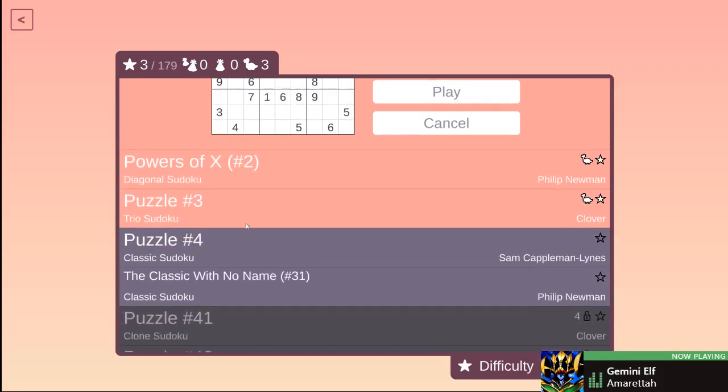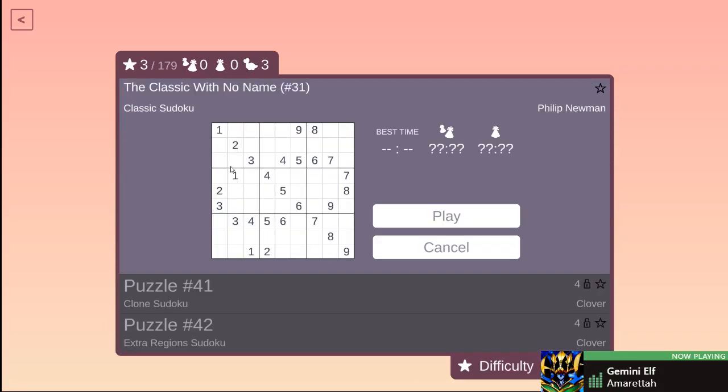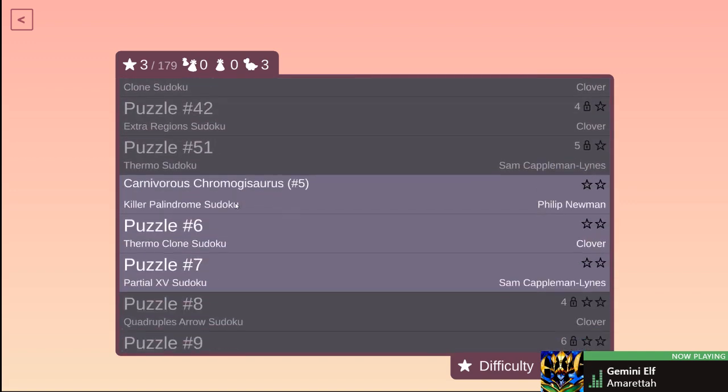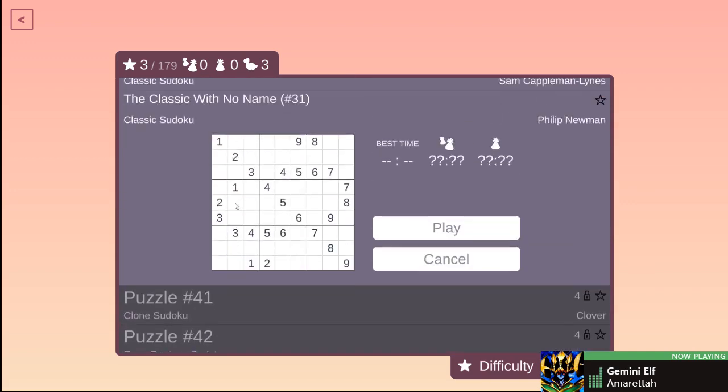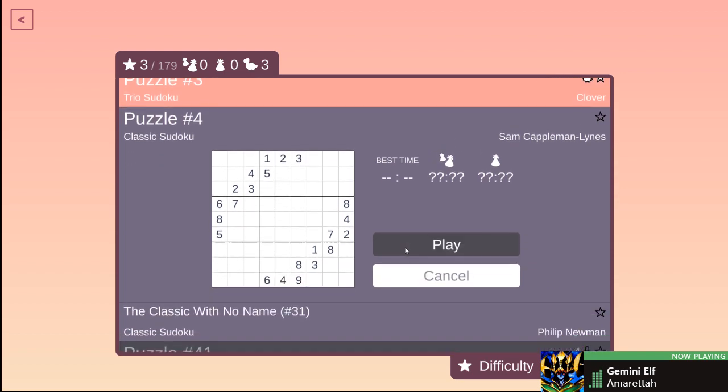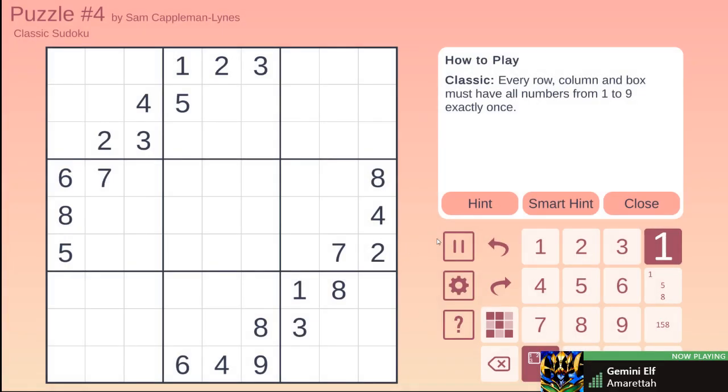Box number 2. Okay, classic, and no name is this one. 31. They skip around a little, I guess. Okay, so this one is puzzle for classic Sudoku. That's fine. Every row, column, and box, right? Just normal rules in this one.